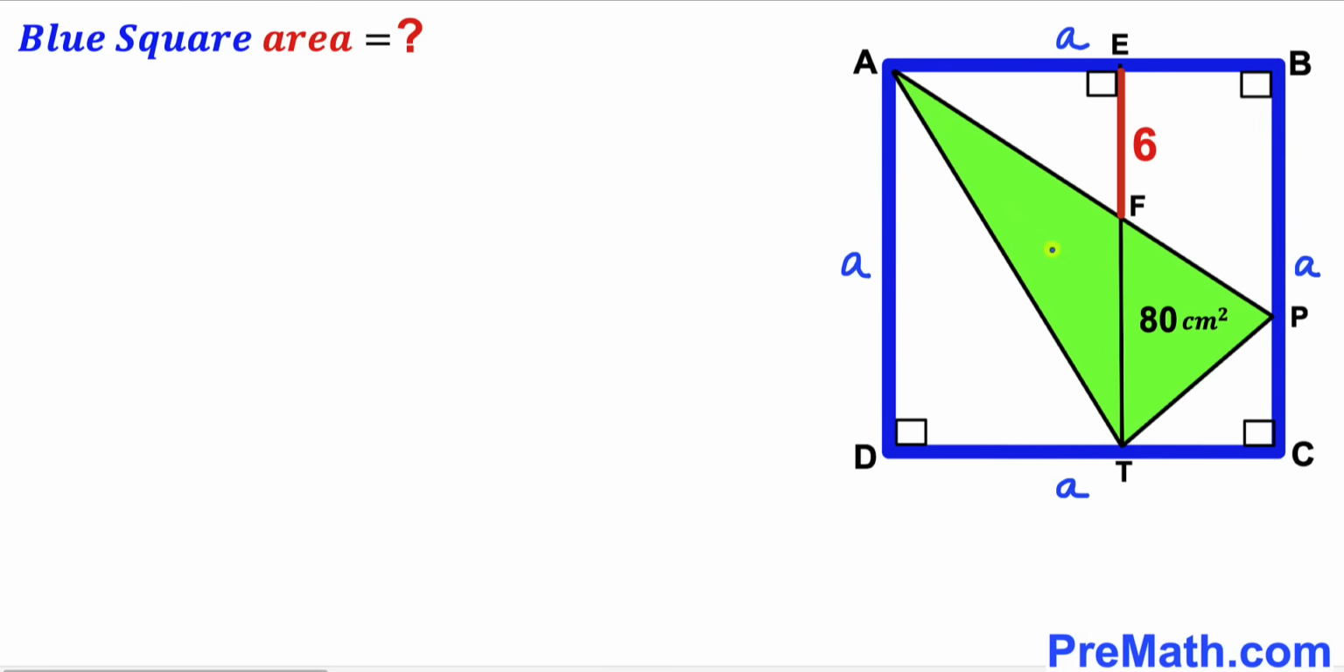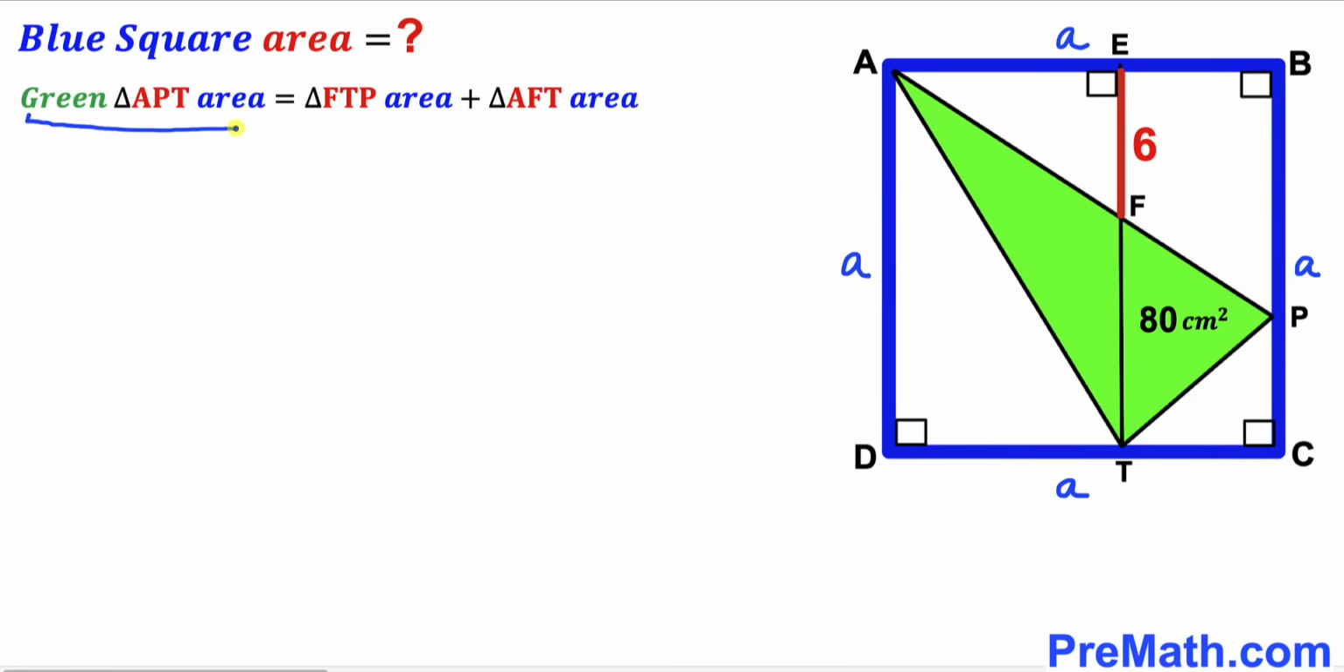We can see that this green shaded triangle consists of two triangles. One is triangle AFT, and the other triangle is FPT. So therefore we can write that the green triangle APT area is going to be equal to the sum of these two individual areas, triangle FTP and triangle AFT, as you can see in this given equation.